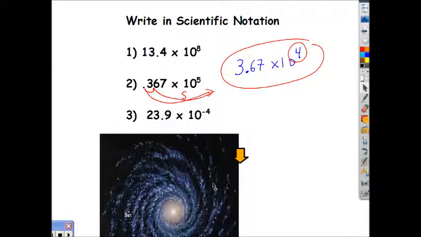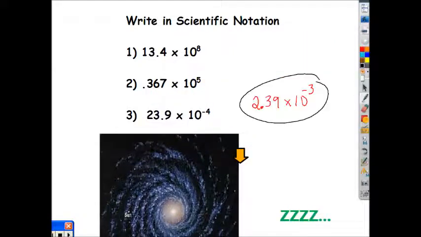Try this one. Let's see. I have to write it as 2.39 to be in true scientific notation. So let's see. This decimal is actually moved back 4 places to the left. But it looks like I already moved it 1 of those 4 places. So I only have 3 more to go, still to the left.